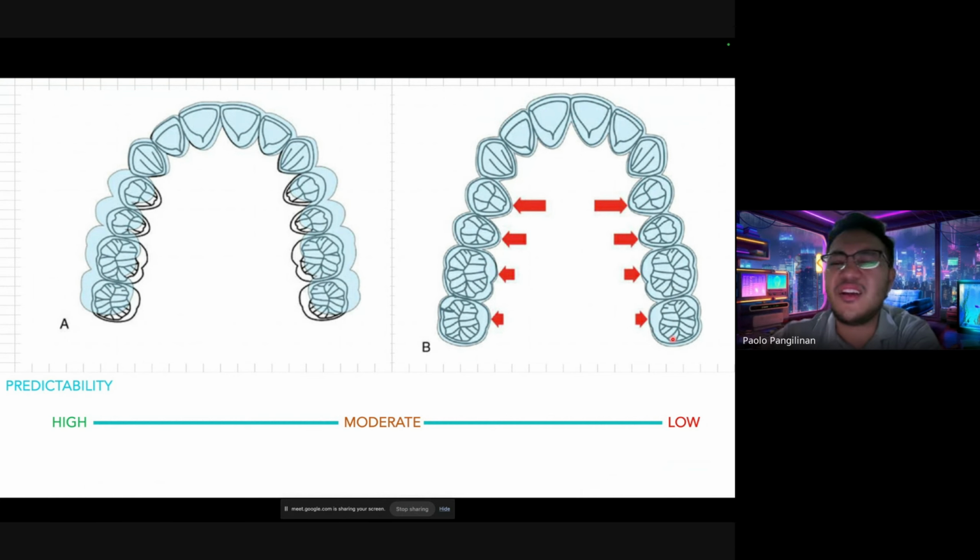Now, as you can see here, there are a lot of factors that go into it. Number one is plastic creep. Plastic sets in. It deteriorates after 24 hours. Number two is the size of your teeth.